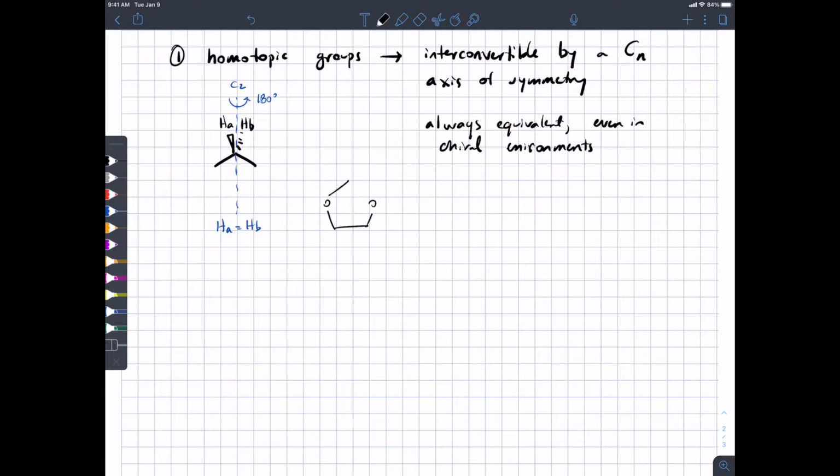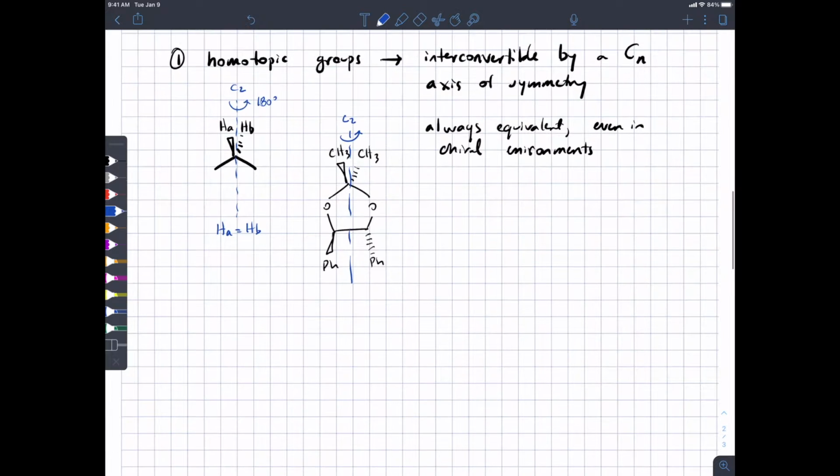Second, and there's other examples, sorry. So this acetal, you've got 2 different methyl groups and 2 phenyl groups. The axis of symmetry is again in the plane of the page. That means that these 2 phenyl groups are equivalent to each other, and these 2 methyl groups are equivalent to each other always and forever, even in chiral environments.